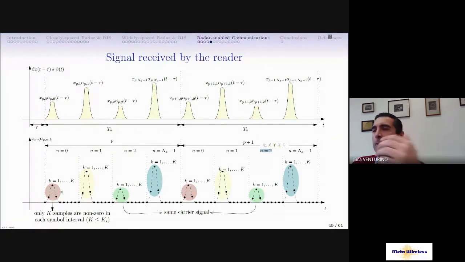What I want to point out is that the carrier samples that we have here are equal to the carrier samples that we have here, because the radar clutter is periodic. So these carrier samples only differ for the different symbols that they carry. Similarly, the samples that we have here up to the data symbol are equal to what we have here, and so on.